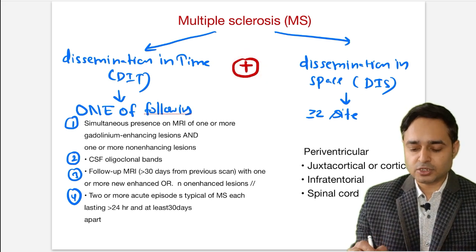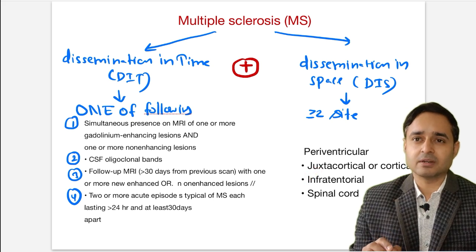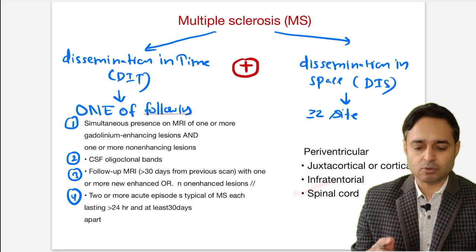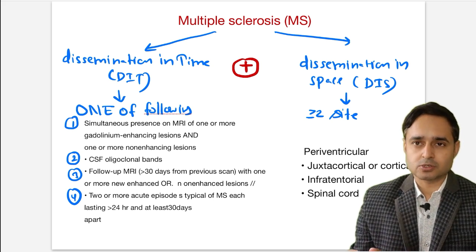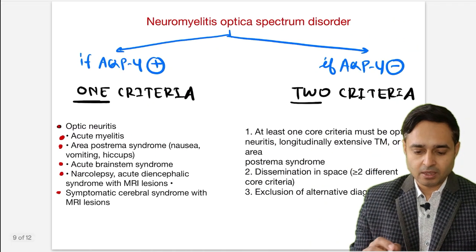Plus dissemination in space. It should involve two or more sites. It can be periventricular, juxtacortical, cortical, infratentorial. Mark my words, it is not supratentorial, it is infratentorial, and spinal cord. So this is the multiple sclerosis definition. Just go through this slide again. This is very important. It has been asked multiple times.